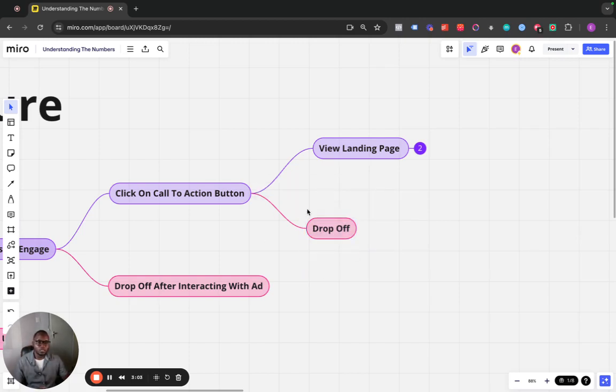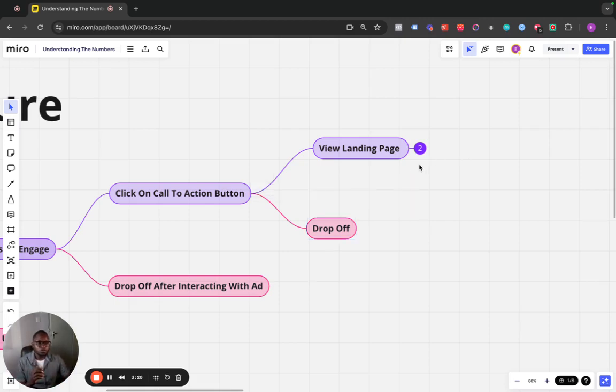And then again, the vast majority of users drop off. So those ones who are actually going to click on the button, there is always going to be a drop-off point. There's always going to be a drop-off even between the people who clicked on the call to action button and the people who land on the landing page itself. Again, we'll take a small look at this just to try and understand what might be going on there.